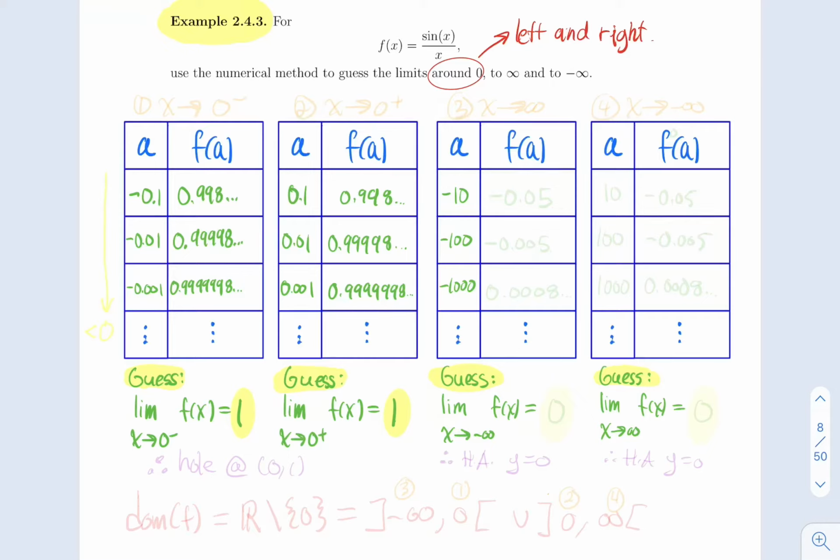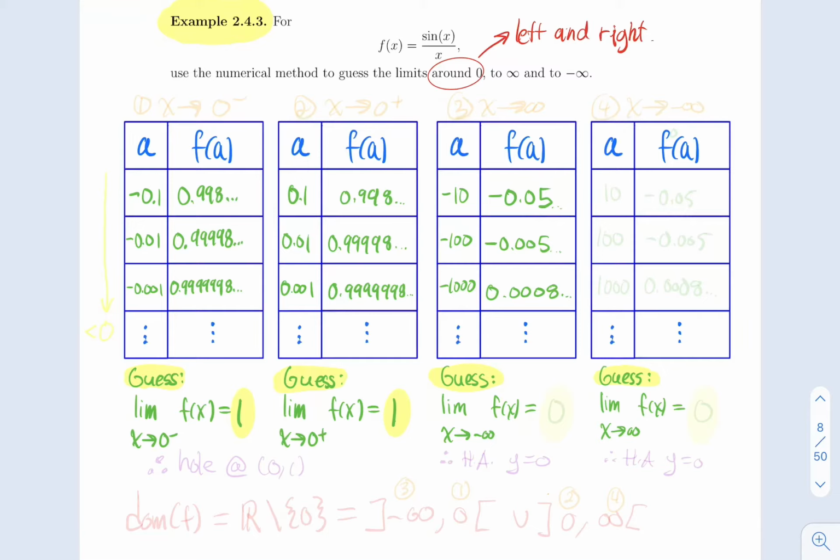minus 0.05, and then 5, okay. Sorry, I had to blow in my mic. And then at minus 100, sine of minus 100 divided by minus 100 will be minus 0.005. And at minus 1,000, you're going to get 0.0008. Of course, these numbers, they go on forever. I'm just writing the significant digits.